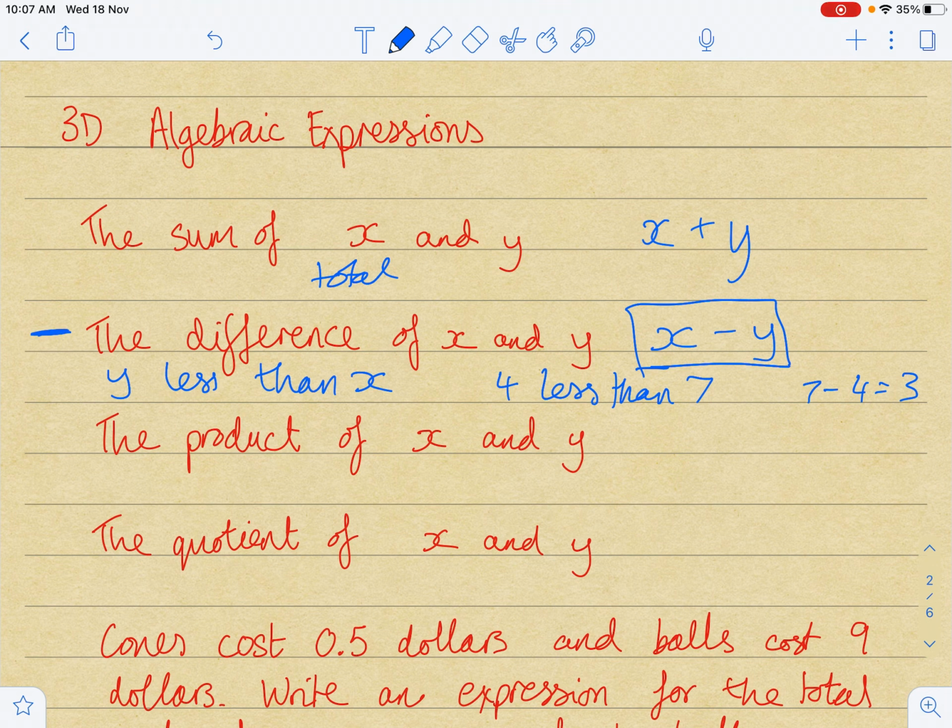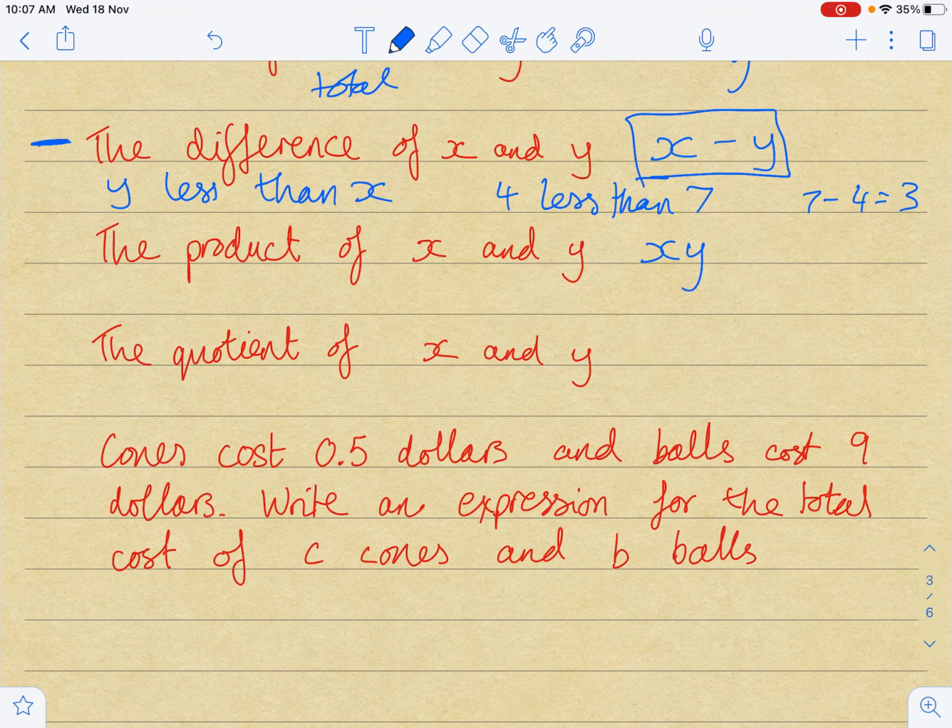Right, on to the product. The product means multiply, so that would be x times y. Look out for times, multiply, those sorts of things. Quotient, we don't see that particular language very often, but we do see the expression x divided by y or x over y. If there's anything asking you to share, think division. But quotient of x and y is x divided by y. And again, the order matters here. X divided by y is different from y divided by x. Product, the order doesn't matter. Y times x, x times y is the same. Quotient, the order matters.